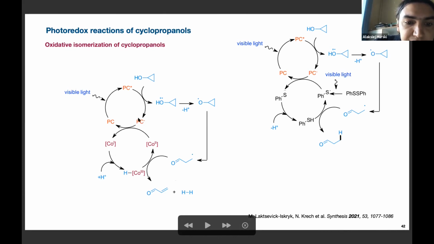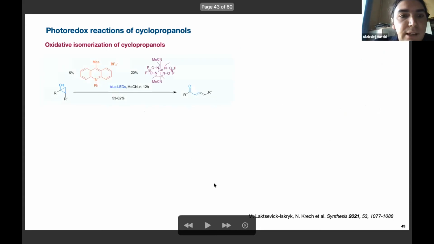How it works: the reduced form of the photocatalyst can reduce cobalt(II) to cobalt(I). It can capture a proton, and this complex can catalyze the H atom abstraction from the beta-keto radical to obtain unsaturated products. This is the cobalt catalyst. It looks pretty scary, but actually it's not. It can be synthesized much more easily than the photocatalyst. Again, the reaction was totally catalytic.